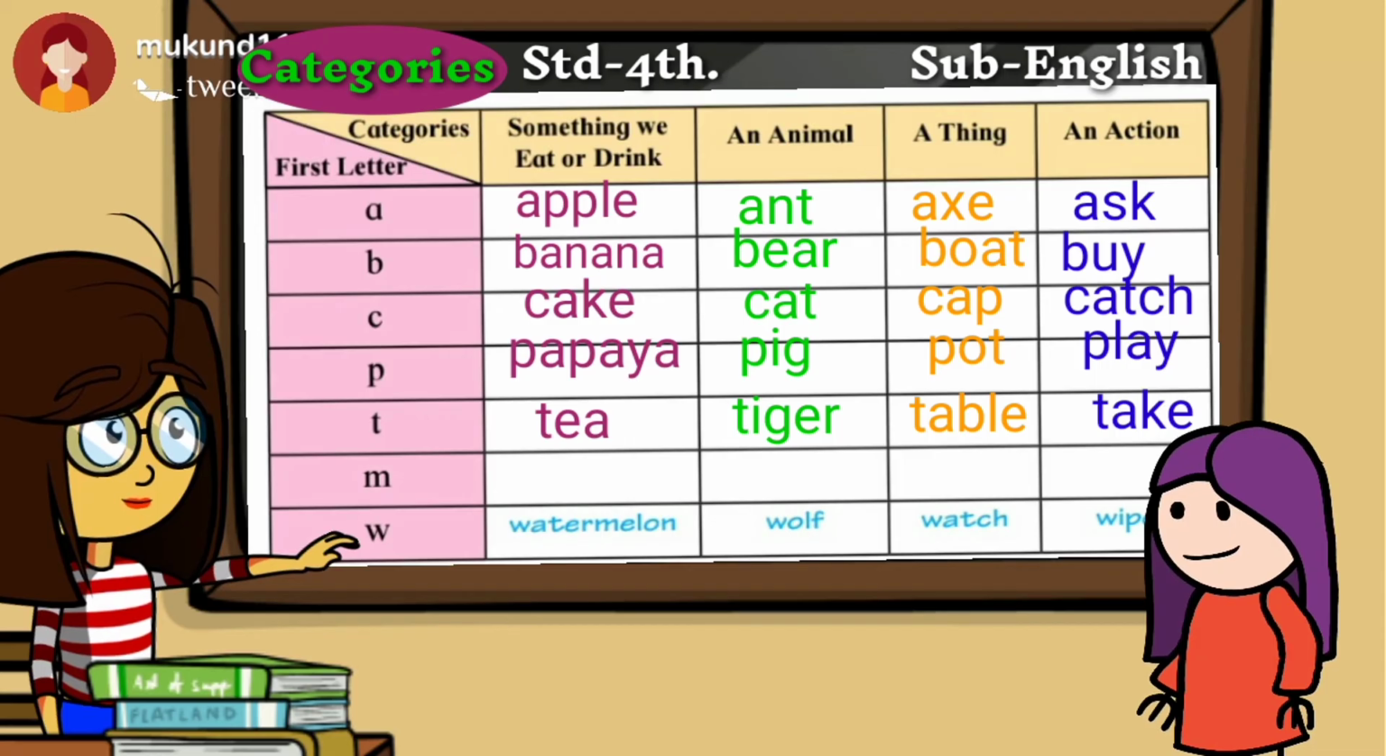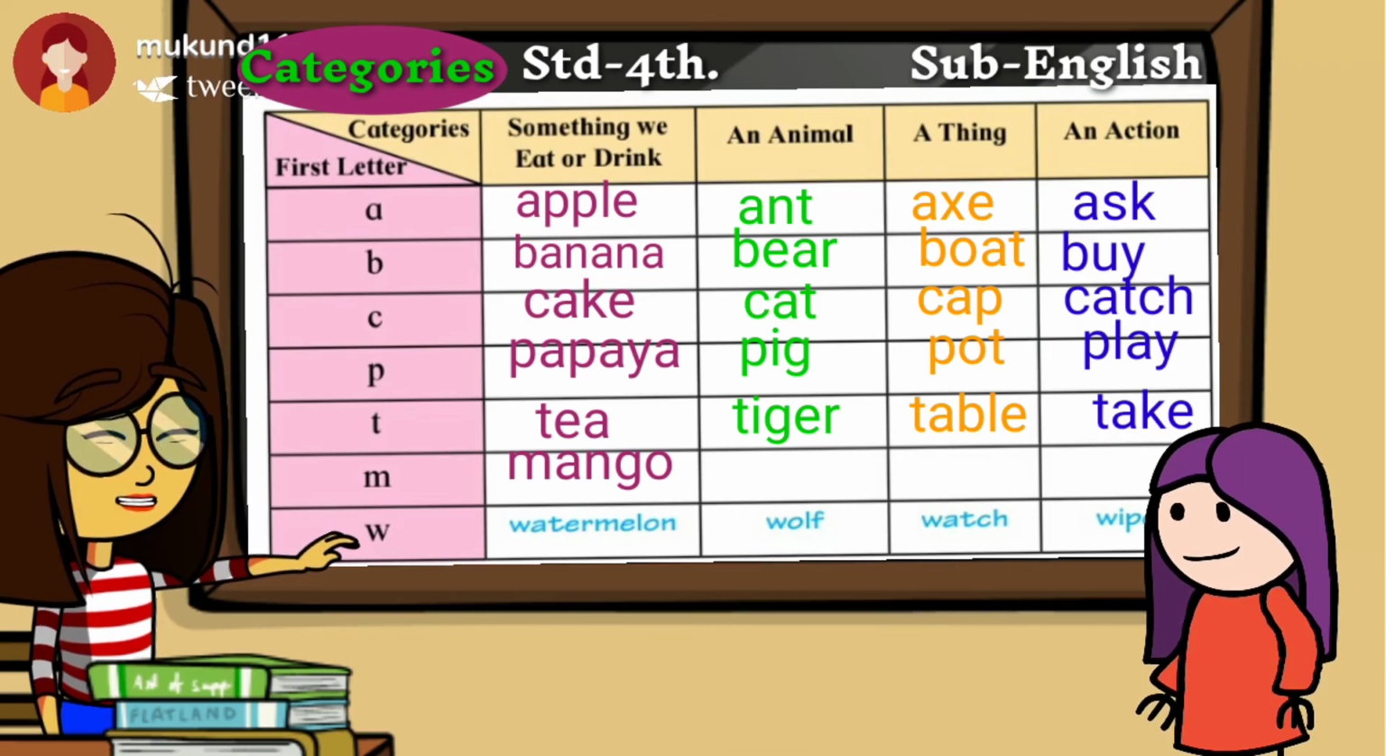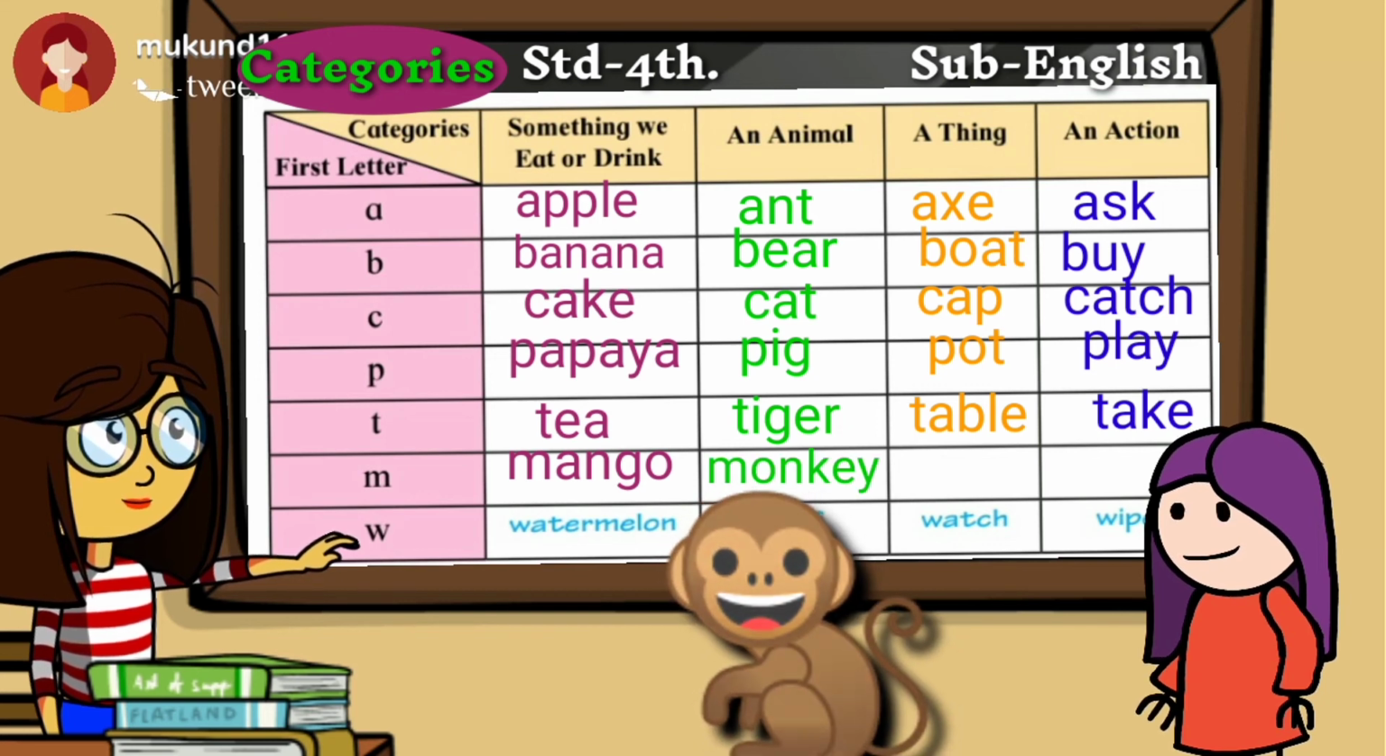Now you tell me something we eat or drink. Which words begins with M? Oh, my favorite, mango. M-A-N-G-O. Mango which begins with M. Very good. Now you tell me an animal. It is very easy. Monkey. M-O-N-K-E-Y. Monkey which begins with M.